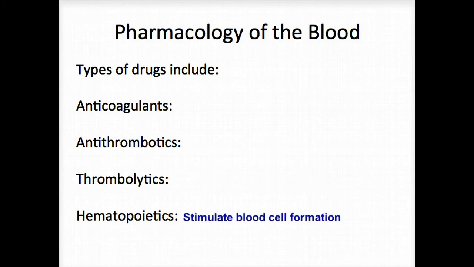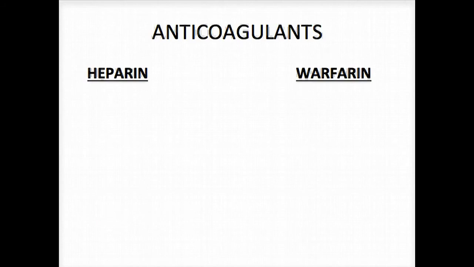Okay. Then we have hematopoietic drugs. These are epoetin alfa, filgrastim, sargramostim, and oprelvekin. And we'll discuss what all of these hematopoietics are going to do momentarily. First up are our anticoagulants. This includes heparin and warfarin.